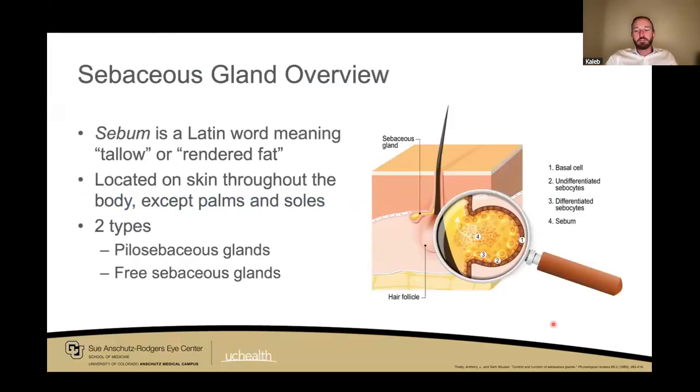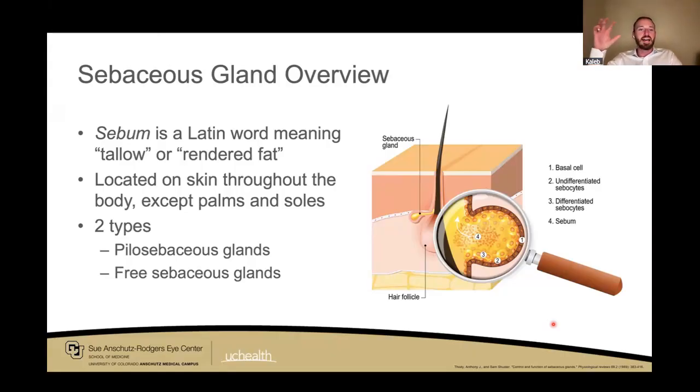All right, so we're going to move on now to how we can think about meibomian gland dysfunction as a sebaceous gland dysfunction. We're going to go into sebaceous glands and then meibomian glands, and how they're similar, how they're different, and how we approach treatment of MGD from the viewpoint of a dermatologist.